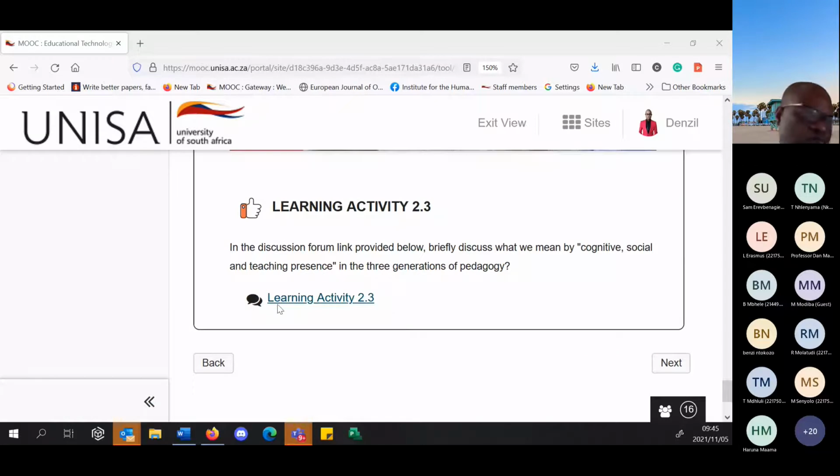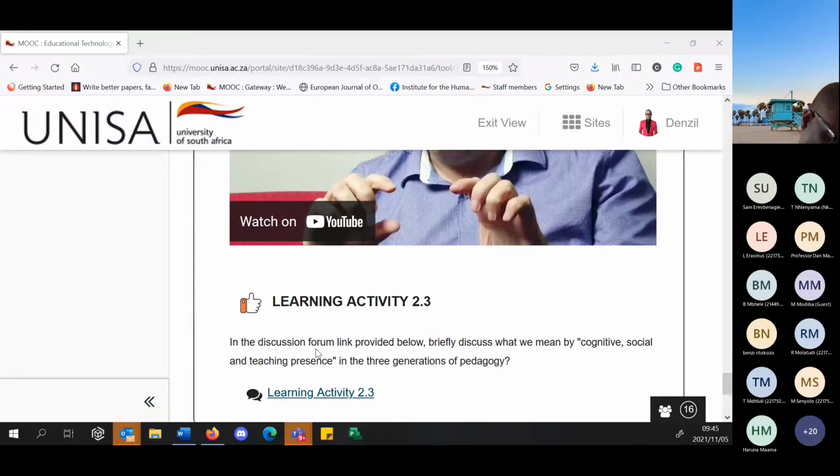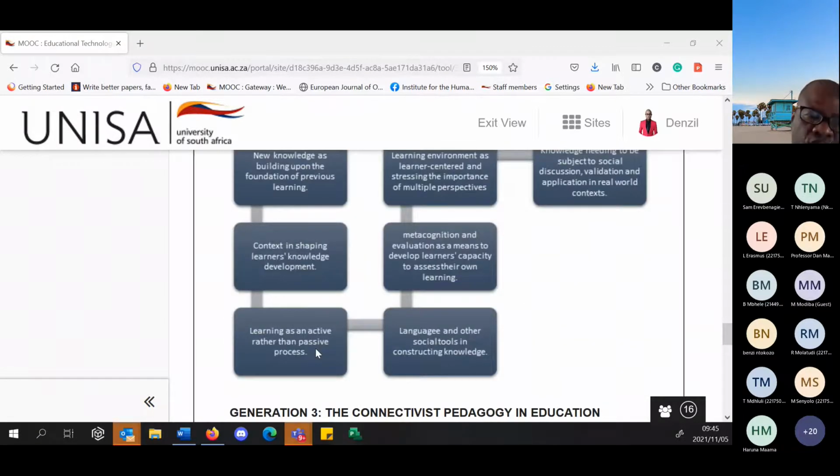So in this discussion, all I want you to do here, colleagues, is look at the three generations of teaching and learning, and of pedagogy, and then simply say what is the cognitive, the social, and teaching presence for us in our group. What do we mean by the cognitive, social, and teaching presence in these spaces? Okay, so that goes the first theme down. Let's look at the second theme.